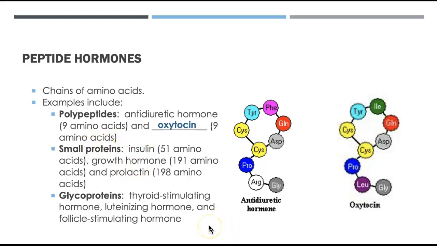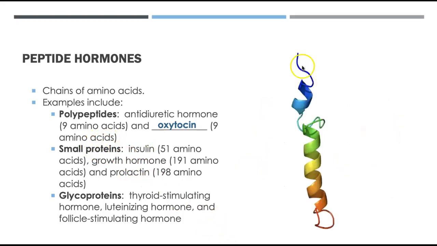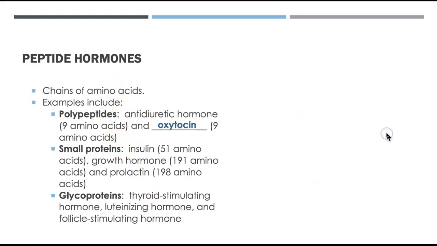And lastly, we have our glycoproteins, which would include our thyroid stimulating hormone, luteinizing hormone, and follicle stimulating hormone. And here you could see that the protein is folded. These are called alpha helices. So it's a much larger type of protein in comparison to our small protein hormones and polypeptides.